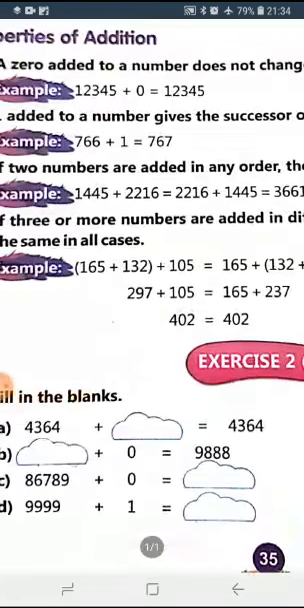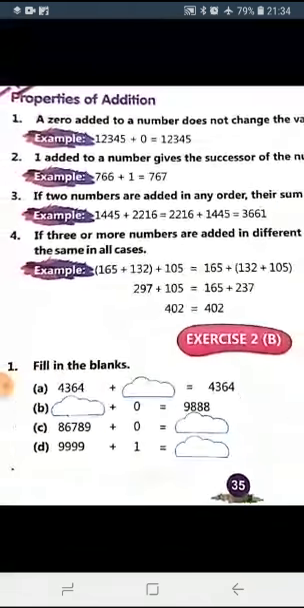Now just look at this example. 12,345. When 0 is added to it, the answer comes out to be the same. Yes, you know, whenever we add 0, the number does not change. We get the same answer. So this is easy. Now let us read the second property.